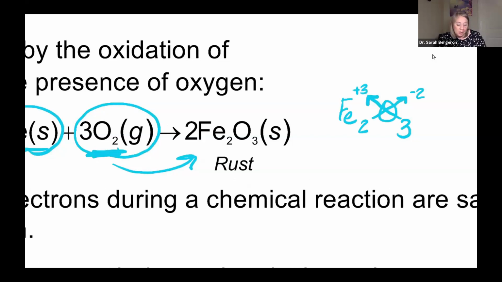So you can kind of do that trick to know what your charges are for all your substances, right? So if I come over here and I'm just going to write myself a little note on top, and I'm going to say my iron is a +3 and my oxygen is a -2. So I know the charges on the product side, but how about on the reactant side?